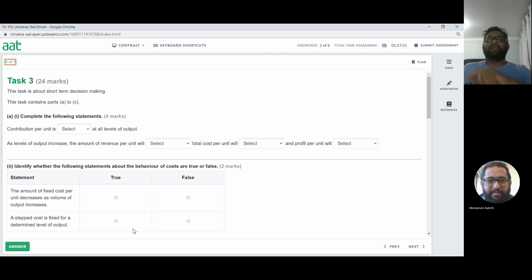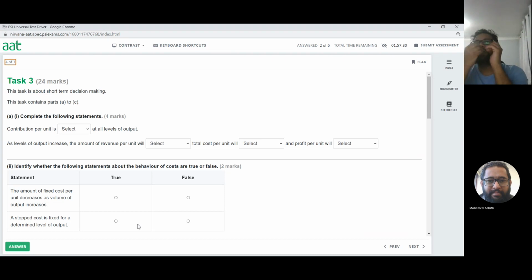So let's look at task 3 now. Task 3 is about short-term decision making. So here we have to look at the meaning of contribution. How are you going to break even? What is your margin of safety? Those all come under short-term decision making.